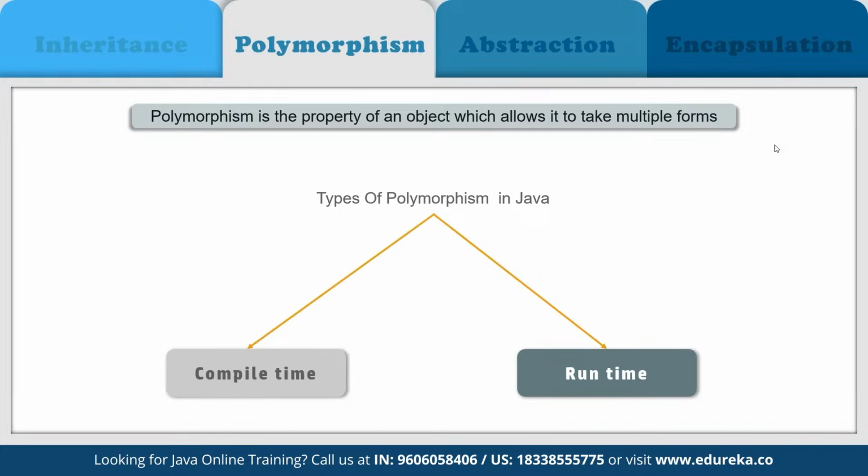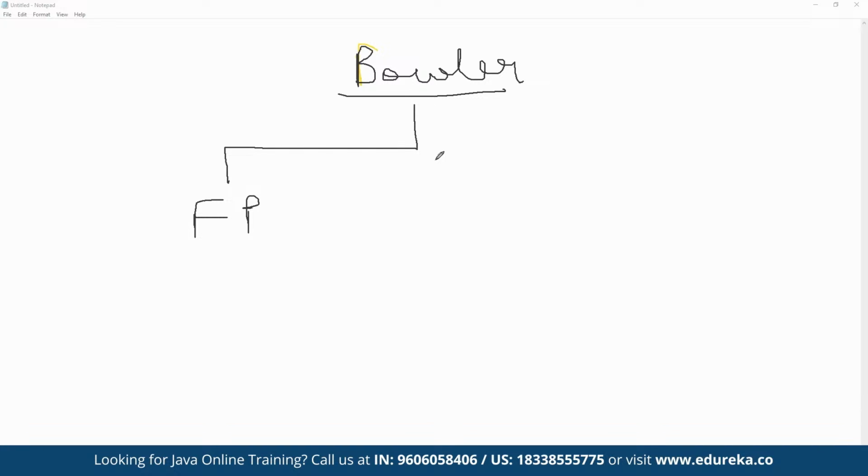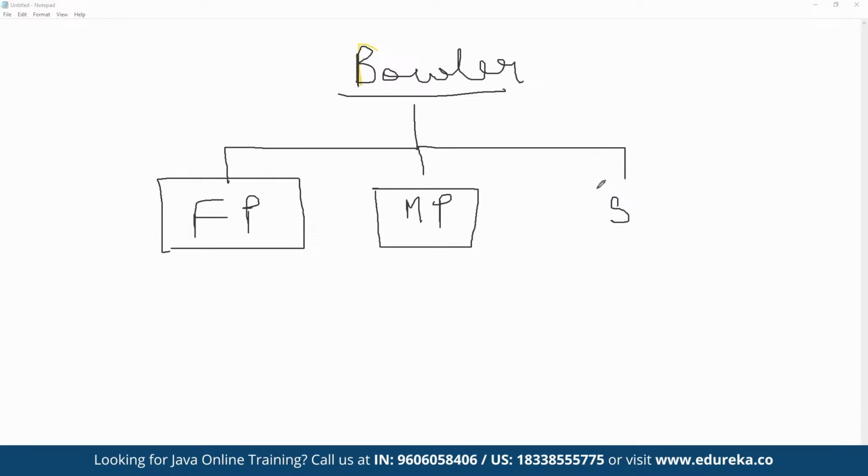Let's go back to our annotation mode so we can understand this better. Let's say here we have a main class. Let's change the color of the pen. Let's say here we have a main class defined as the bowler class itself. Now we have multiple types of bowlers available: the fast pacers, the medium pacers, and the spinners. These all are going to inherit their own class from the main class defined as bowlers, correct?